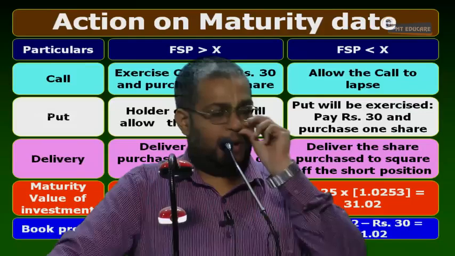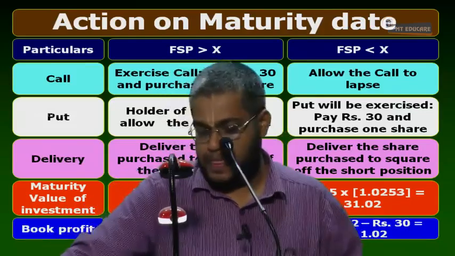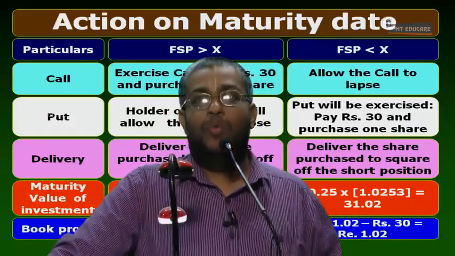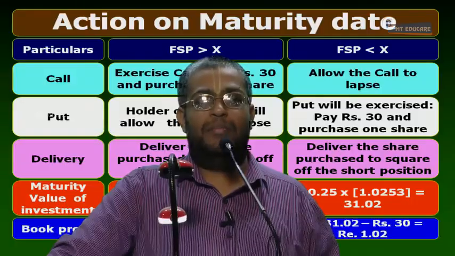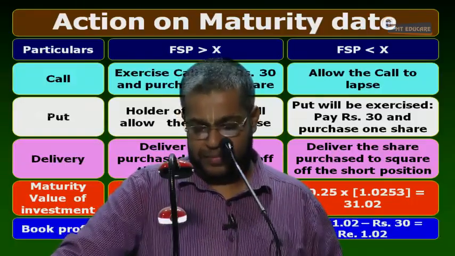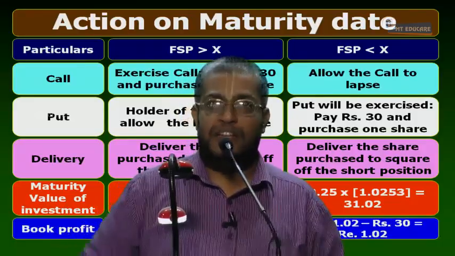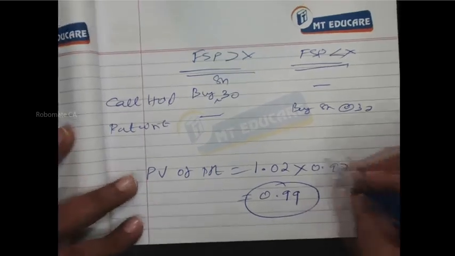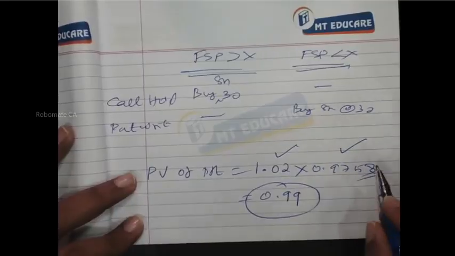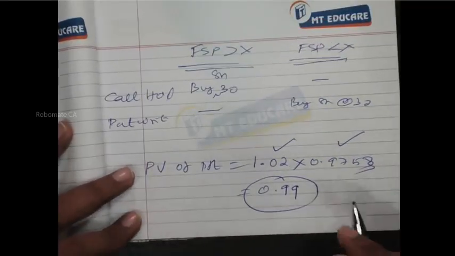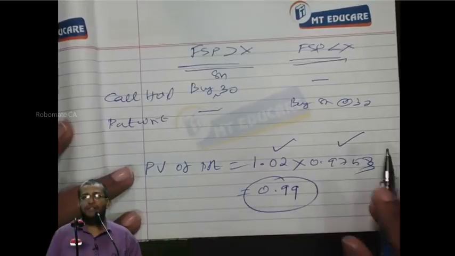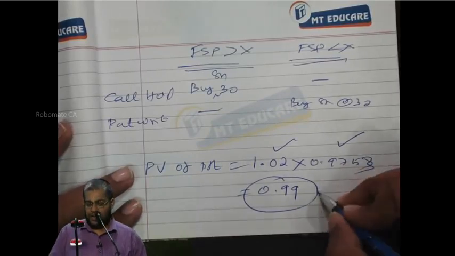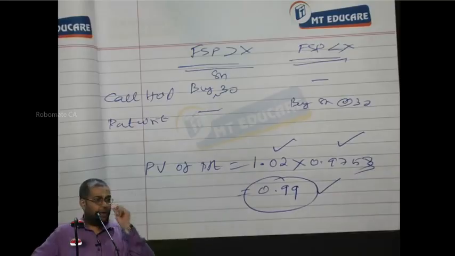The present value of the profit is equal to 1.02 into e power minus 0.025, which is equal to 1.02 into 0.9753. This number already had a step number 1, okay? 1.02 into 0.9753 is equal to 0.99. The present value of the profit is 0.99.